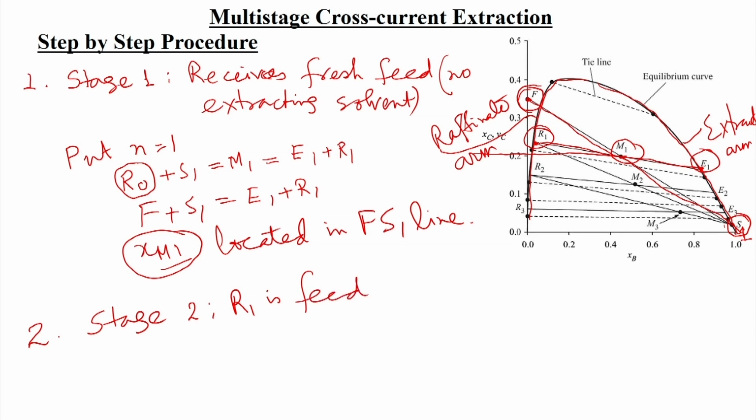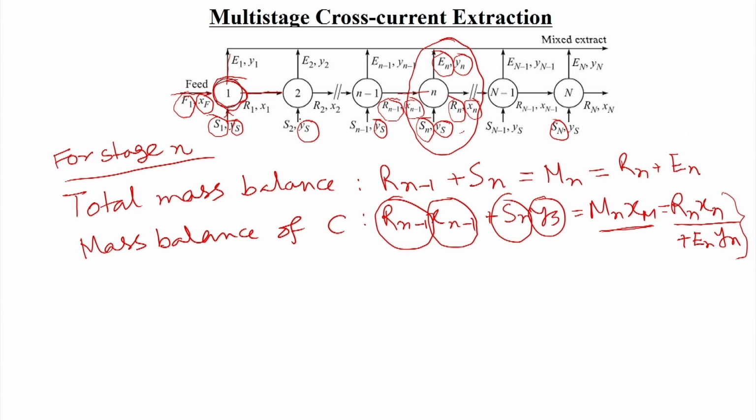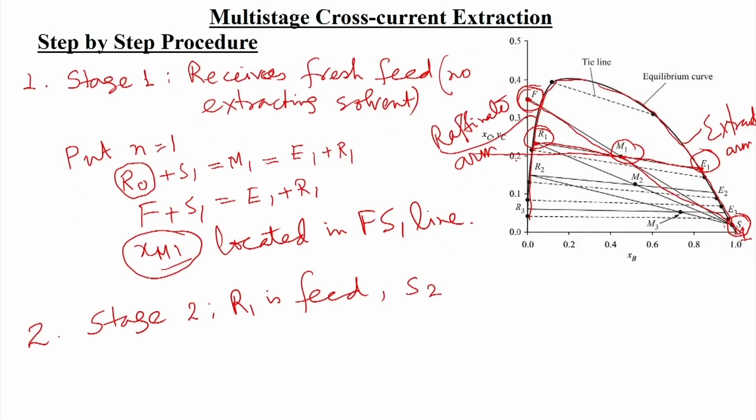Okay. So, R1 is the feed, and we know this one. Suppose S2 is now known, like this. Here, suppose R1 is the feed and we are adding S2. S2 will be somewhere here. Now, again we will be adding R1 and S2. So now we need to join this one.